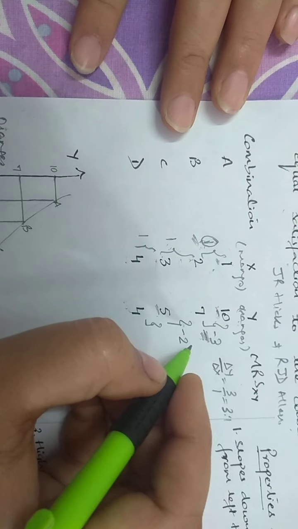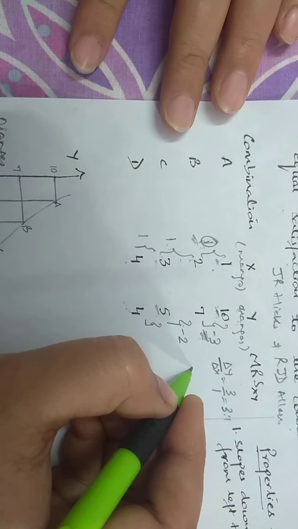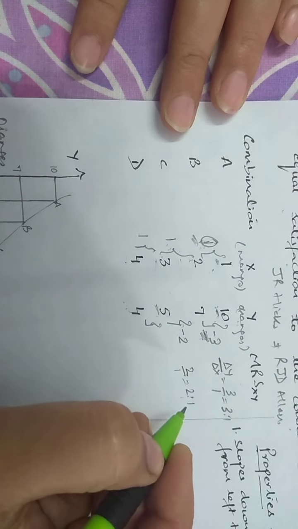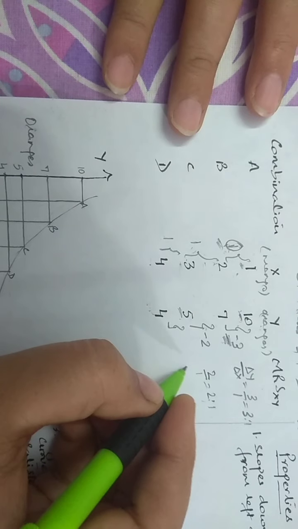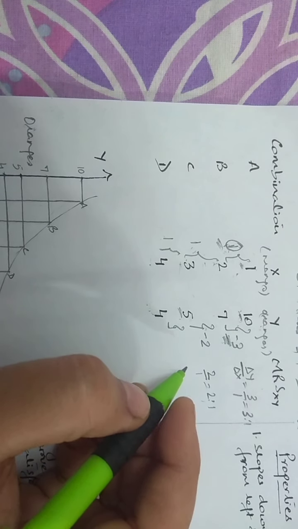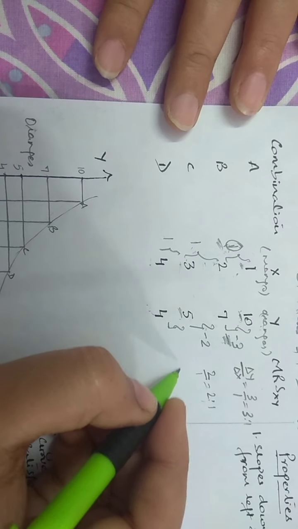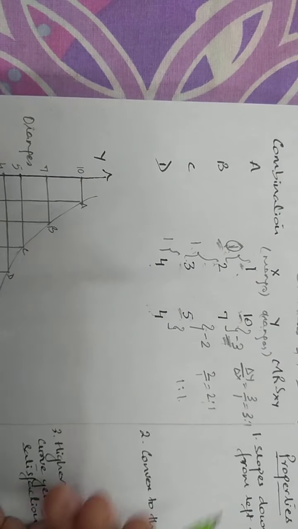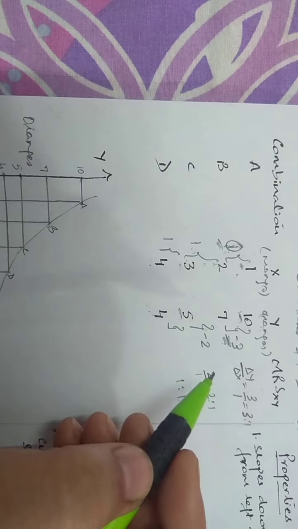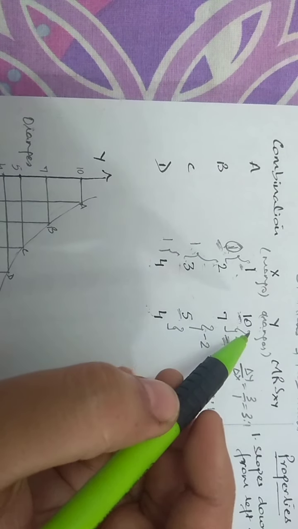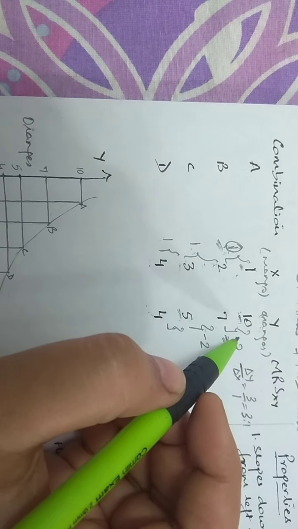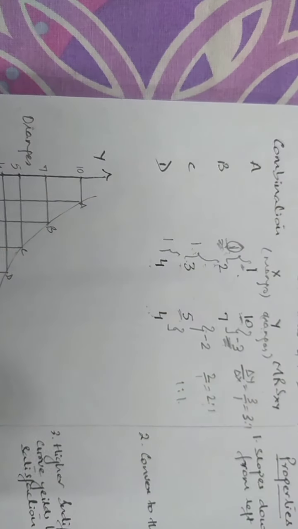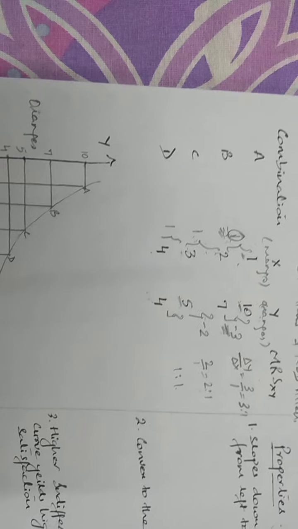In this case, change in Y is 2. This is 2:1. And in the next case, it becomes 1:1. So this is your marginal rate of substitution. That means how many units of Y are you willing to sacrifice for 1 unit of X? This is called as marginal rate of substitution.